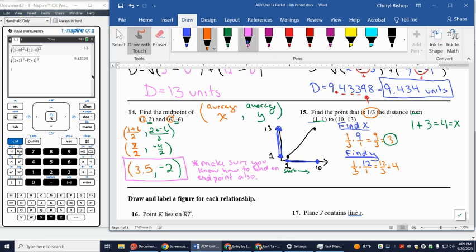So I am starting, it says from (1, 1). So I'm starting down here at 1, and I'm going up to 13. So I'm starting at 1, and am I adding or subtracting? Adding. How much am I adding? 4, which is going to put me where? 5. That's my y value. So that means the point I'm trying to find is x is 4, y is 5. (4, 5).